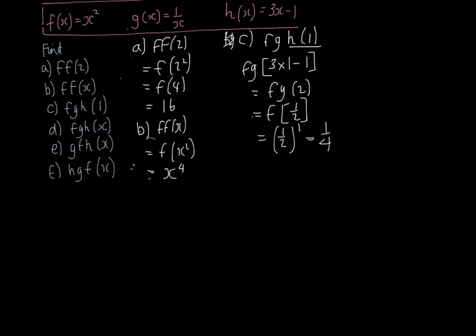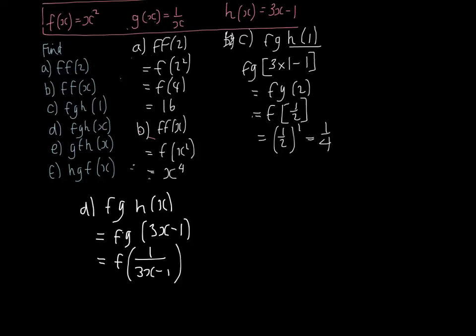So for a general result of f of g of h of x, we'll do the same process, but this time in a general way. So we're first going to have h of x, which is 3x minus 1. We're then going to apply g to that result, which is 1 over 3x minus 1. And then we're going to do f, which is square it. So we're going to have 1 over 3x minus 1, and that's all squared.